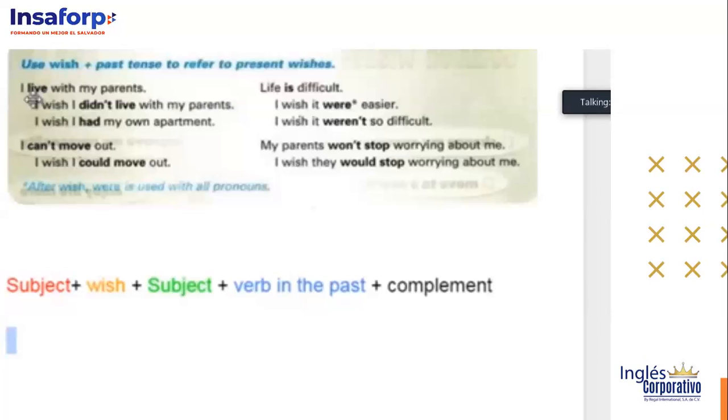Okay. But that will also depend on the context. You need to be careful with that. It depends on the meaning, on the context. But most of the time, if it is positive, you're going to change it to negative. If the situation is positive, you're going to change the wish to negative. If the situation is negative, you're going to change the wish to positive. All right. And if you see here, they were also explaining the structure, right?